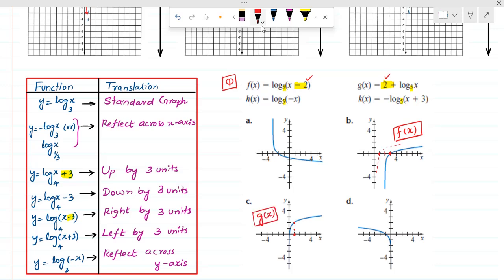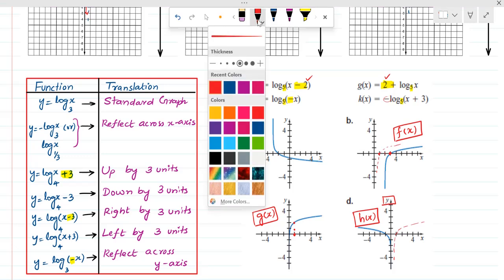Now here, when you have a minus inside, what do we say? When you have a minus inside, it reflects across the y-axis. Therefore, this is the standard graph, and it is a reflection across the y-axis. So this is my h of x. Then here you will have 3 units left, because it is inside, and the minus is outside, so it is a reflection across the x-axis.